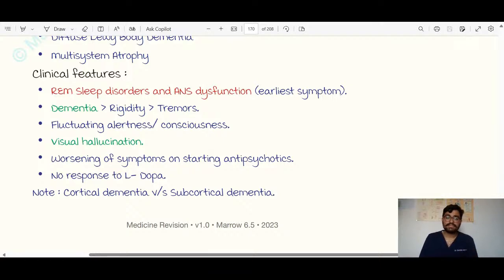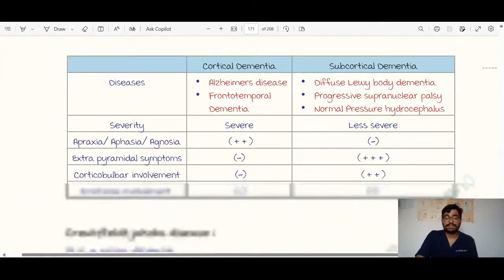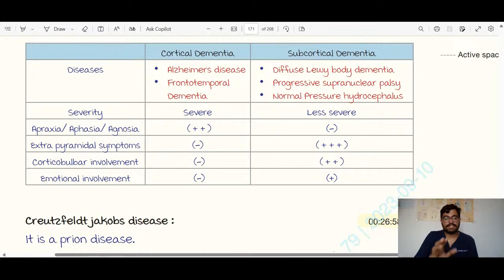Note cortical dementia versus subcortical dementia. What is cortical and subcortical? Here it will be in tabulated form. I have explained which diseases come under cortical, and those are listed in this table. The diseases that come under subcortical are also listed in this table. So guys, severity: very severe, less severe. Apraxia, aphasia, agnosia: positive, negative. Extrapyramidal symptoms: negative, positive. Corticobulbar involvement: no, yes, yes. Emotional involvement: no, yes. That's all about the diseases of dementia.